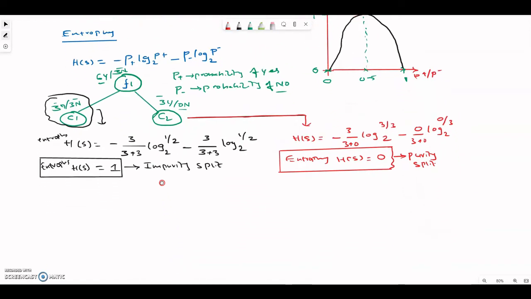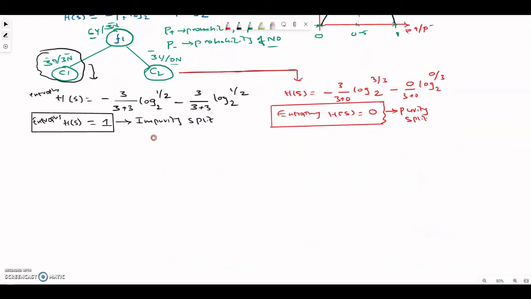Now let us understand the other problem. Which feature needs to take the first split? Which feature to take the split?